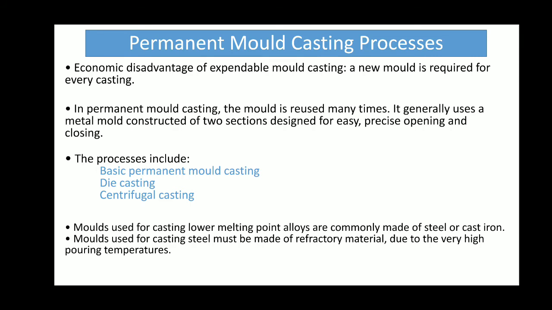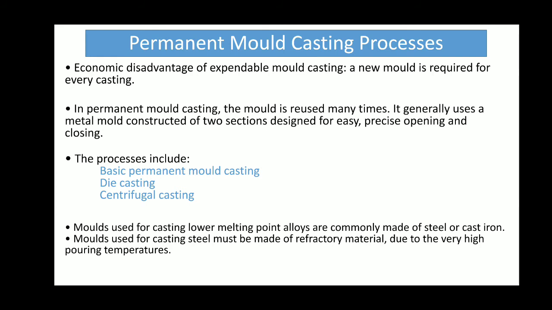In permanent mold casting, what happens? The mold is reused many times. It generally uses a metal mold constructed of two sections, designed for easy and precise opening and closing. See why this opening and closing is required: because we are talking about a permanent mold, we are not going to break the mold but reuse it again and again. So there has to be some provision to open it, so that we will be able to take out our cast product after it has properly solidified. That's why two sections are generally made for easy and precise opening as well as closing.